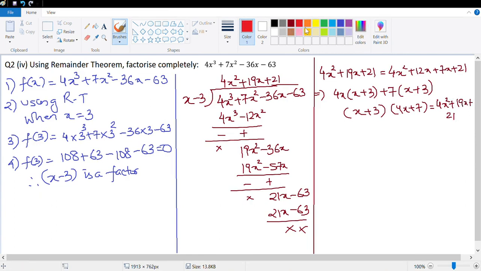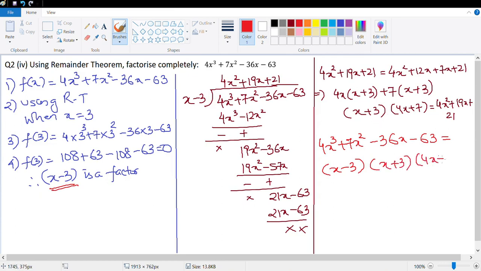Now to write the answer with the given expression. So it is 4x cubed plus 7x squared minus 36x minus 63 is equal to multiplication of all the factors. First factor we found was x minus 3. So x minus 3. The next factor we found was x plus 3. And in the end, 4x plus 7. That's our final answer.